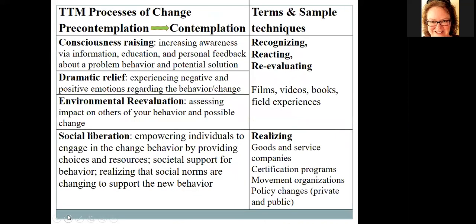In the next set of four slides, I'm going to walk us through the 10 processes of change, the stages for which they're most effective in facilitating readiness to engage in a behavior, and also some sample techniques. I'm also going to suggest some simpler language for naming each of these 10 processes.